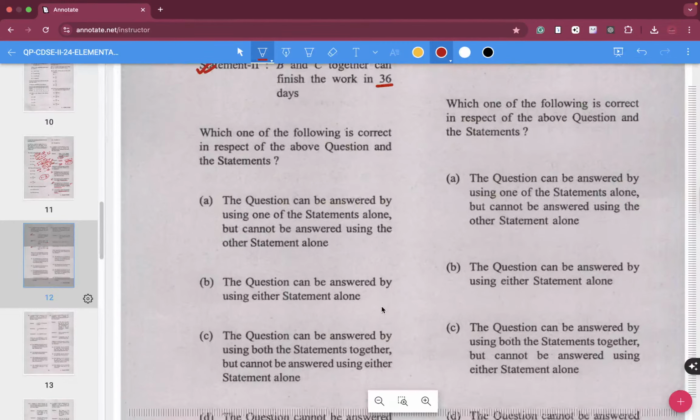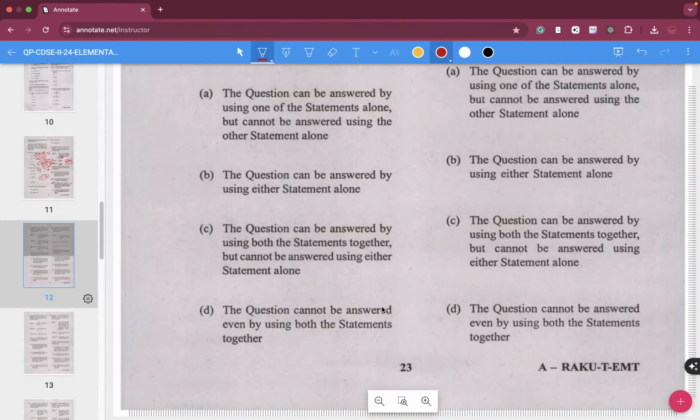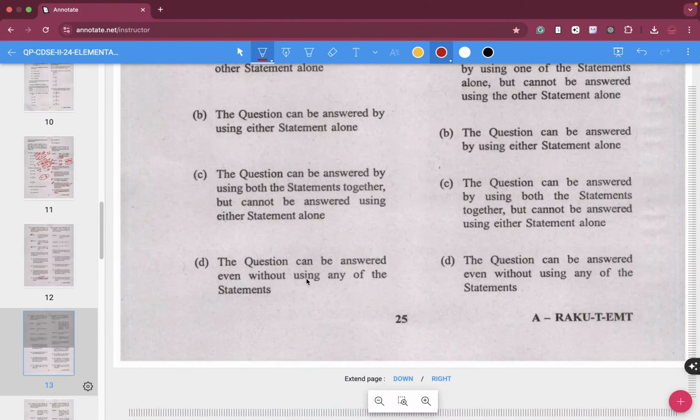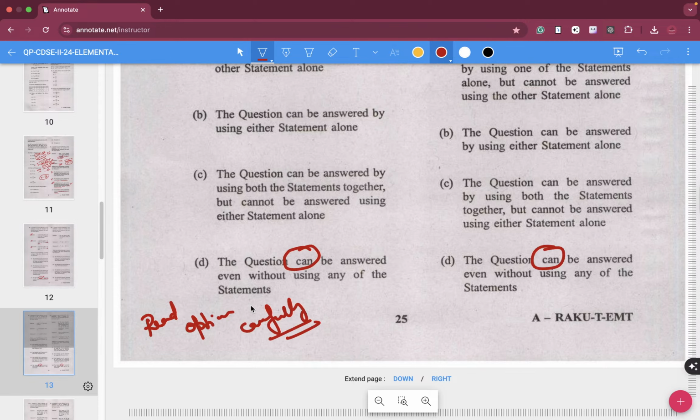Now let's read. The question cannot be answered. Why am I telling you to read this carefully? In this particular option, D, they have given that this question cannot be answered. If you look at the next question, they say the question can be answered. This is the exact reason why you should read the options carefully, which is very, very important.